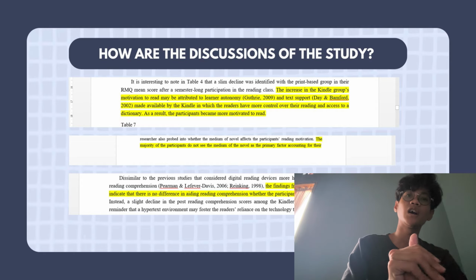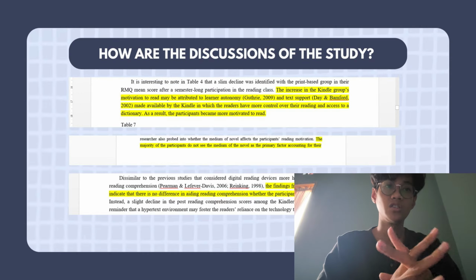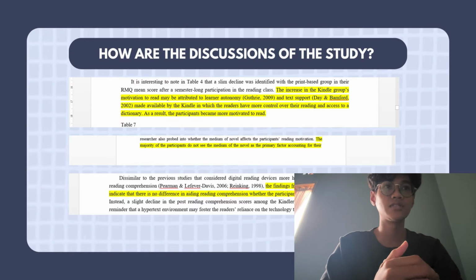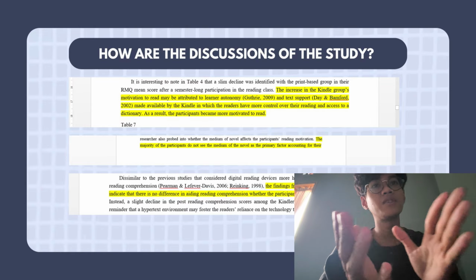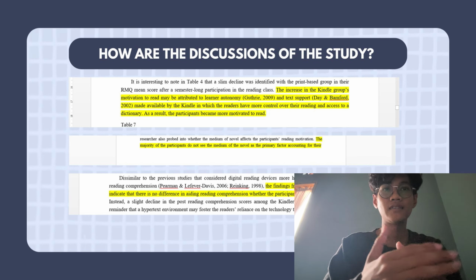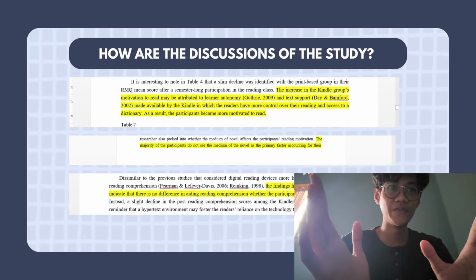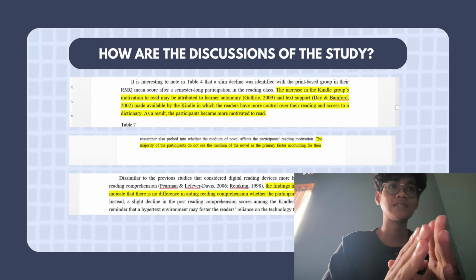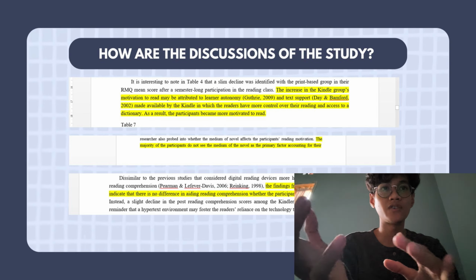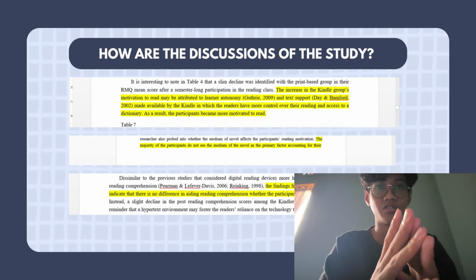For the following question, how are the discussions of the study? The discussion is presented throughout the result and discussion section and continues in the implications and conclusions section. The researcher explained that Kindle did not improve reading comprehension because some students relied too much on the electronic features instead of developing their own reading strategies.